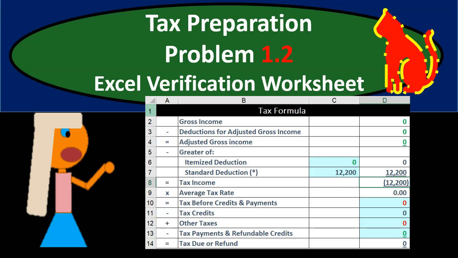In this presentation, we're going to take a look at tax preparation problem 1.2, this time moving forward to the Excel verification worksheet. In other words, in the prior presentation, we actually worked through the problem, entering it into the formula and into tax software. Now we're going to verify it on a formula basis by entering this information into our Excel worksheet.